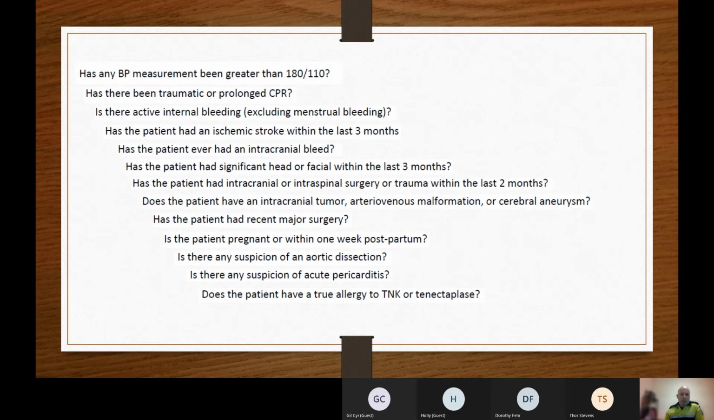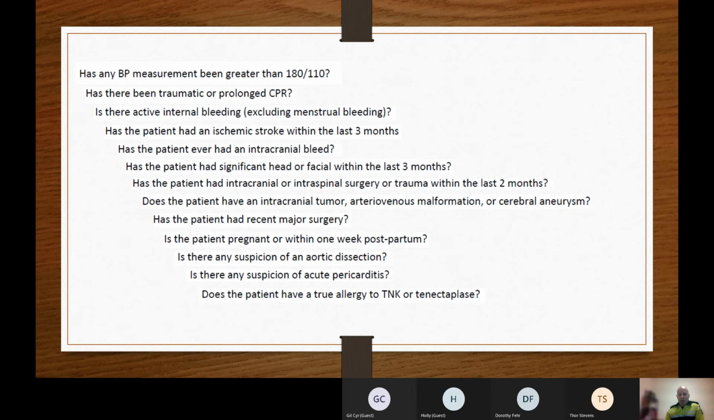So if they have hypertension, if they have had traumatic or prolonged CPR, is there any active internal bleeding? Ischemic stroke within the last 3 months, intracranial bleed, significant head or facial trauma within the last 3 months. It says head or facial; I'm going to assume it's head or facial trauma. Has the patient had intracranial or intraspinal surgery or trauma within the last 2 months? Intracranial tumor, recent surgery. Is the patient pregnant or within 1 week postpartum? Suspicion of aortic dissection, pericarditis. So allergy to TNK, or tenecteplase.